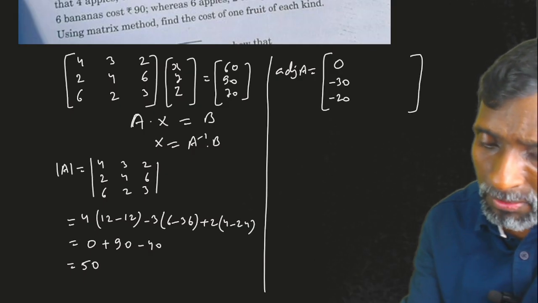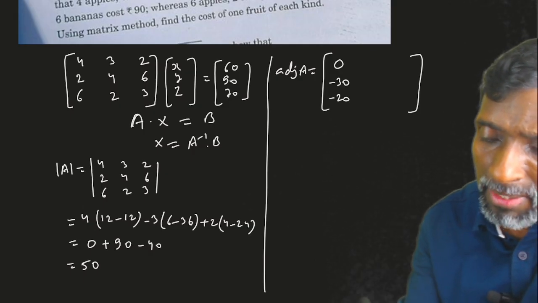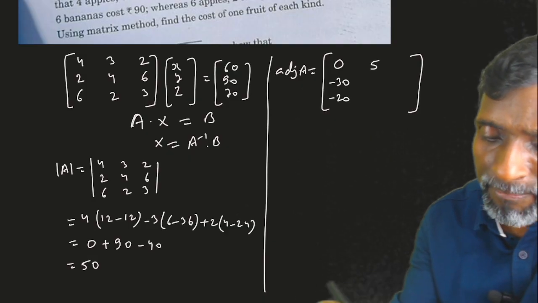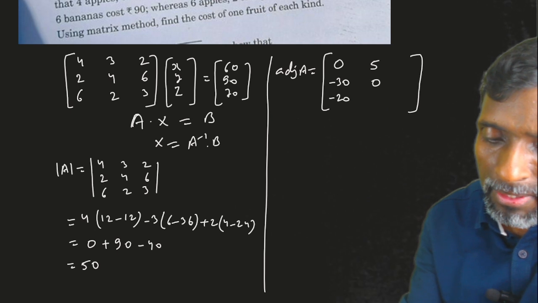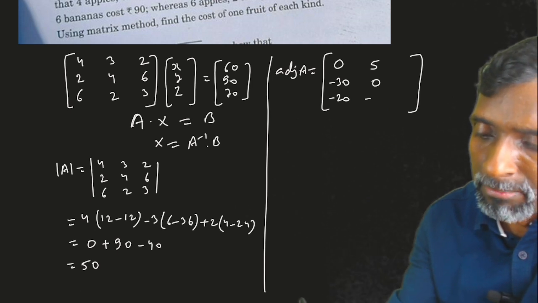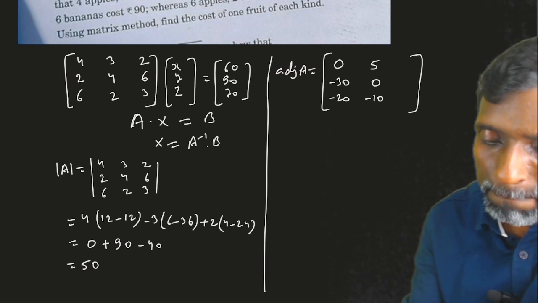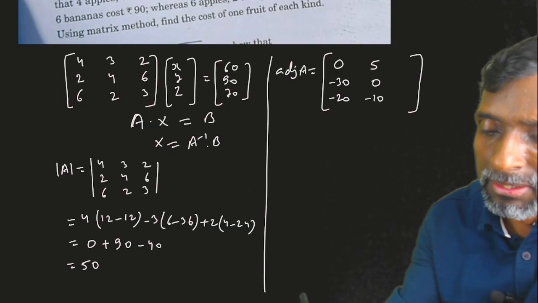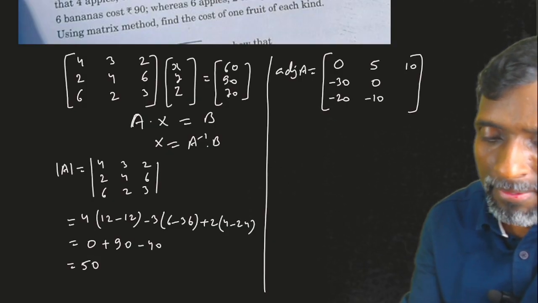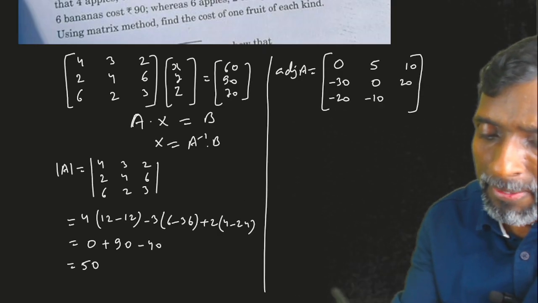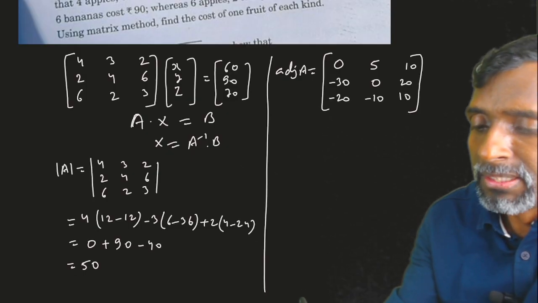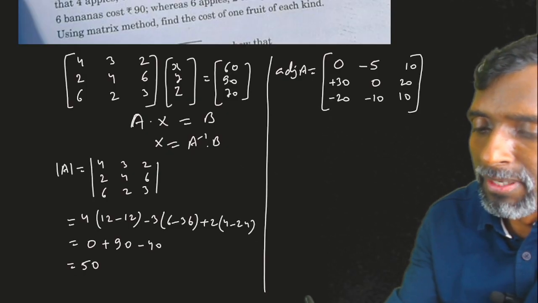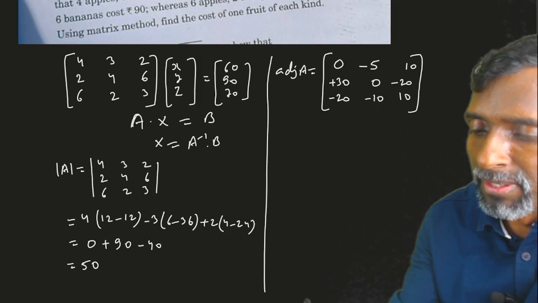4 minus... yes, so 2. 3 to the 9 minus 4 is 5. 12 minus 12 is 0. 8 minus 18 is minus 10. 18 minus 8 is 10. Okay. 24 minus 4 is 20. And 16 minus 6 is 10. We can change the sign: positive, negative, positive, negative, positive, negative, positive, negative, positive.